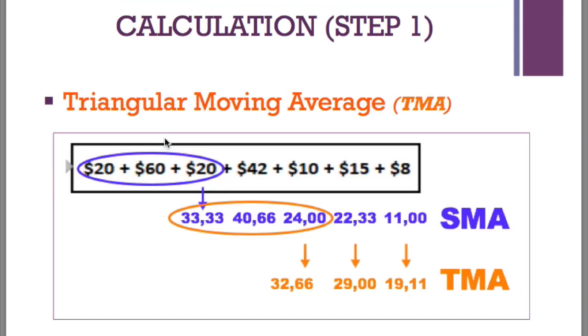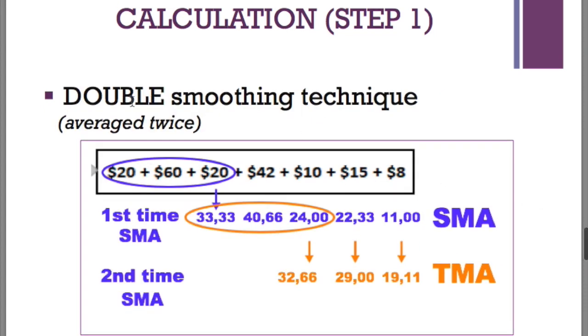What is a triangular moving average, TMA? Well, remember we calculated the simple moving average, and we will do this a second time. So it's a double smoothing technique. It has been averaged twice. The first time here, and then we take the second time the simple moving average from the simple moving average to get the triangular moving average.